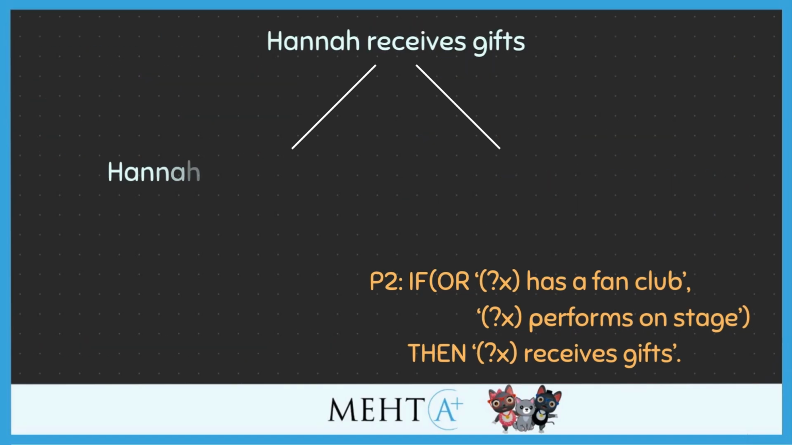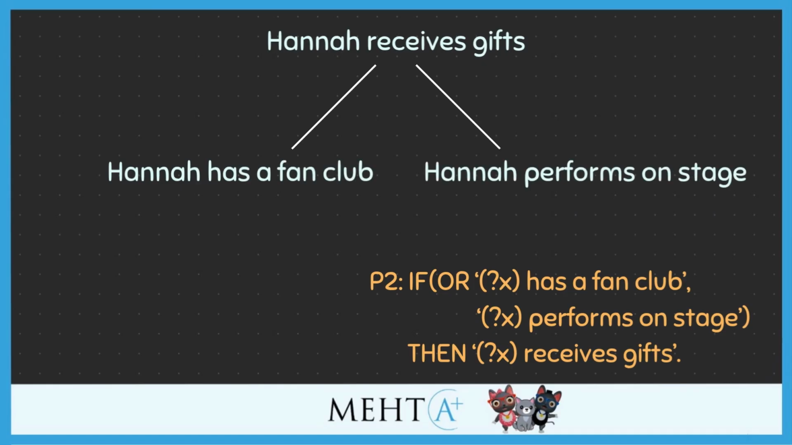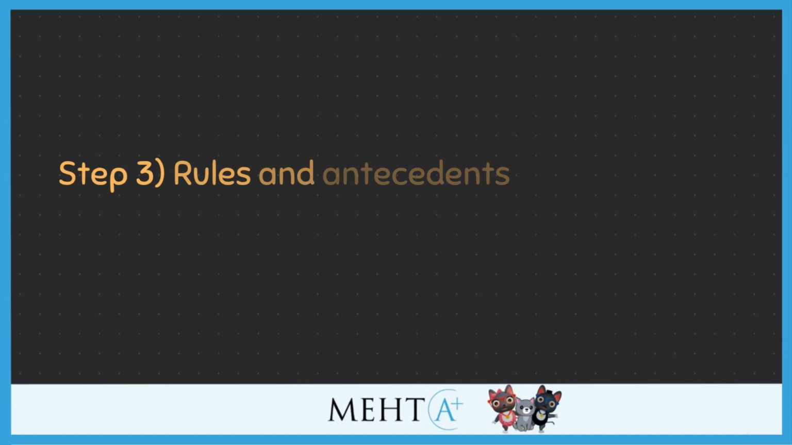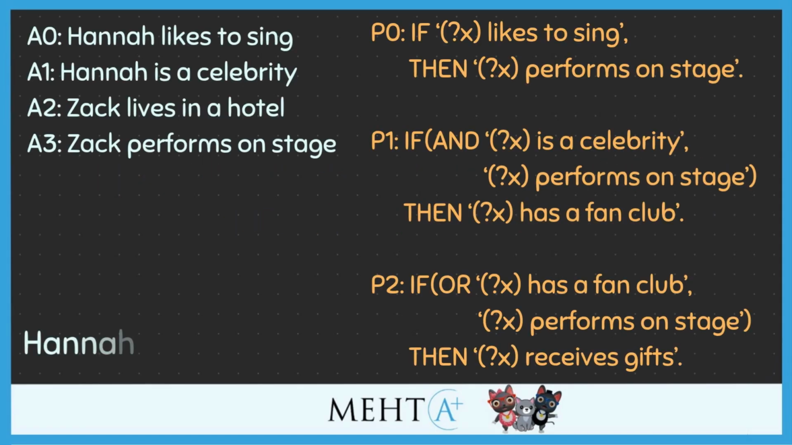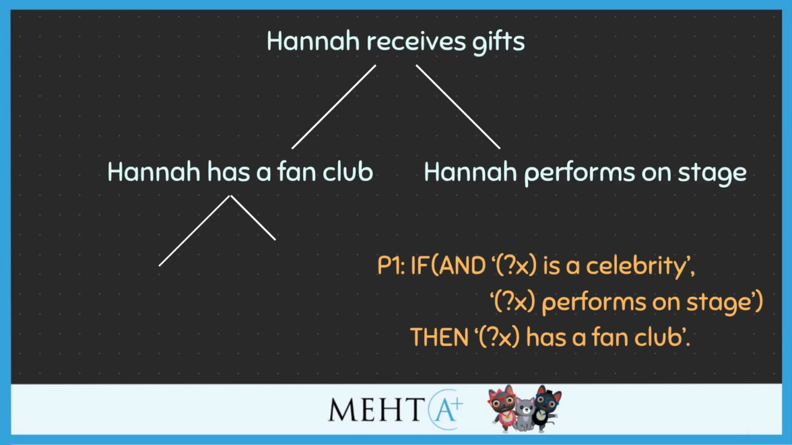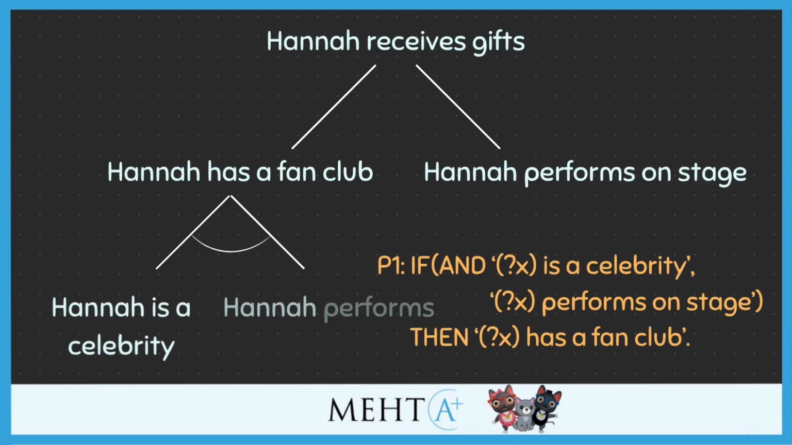In order for P2 to hold, what must be true? Either Hannah has a fan club or Hannah performs on stage. So we write these conditions down. We had to check these in order, so first let's check if Hannah has a fan club. We don't have that assertion, but it does match with the consequent of P1. In order for Hannah to have a fan club, Hannah must be a celebrity and Hannah performs on stage. So let's draw an AND.